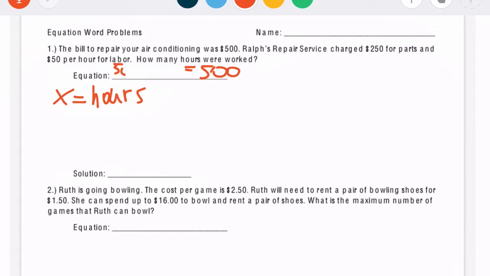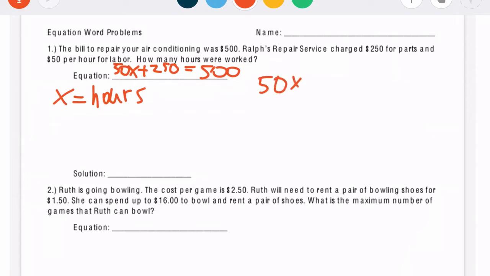So we're going to need 50 with the x, 50x, because it's $50 per hour and we don't know how many hours yet. And then it's going to be plus 250 because that's just a flat rate. That's how much it costs for the parts. There's no variable that goes with the parts. That's just how much they cost.